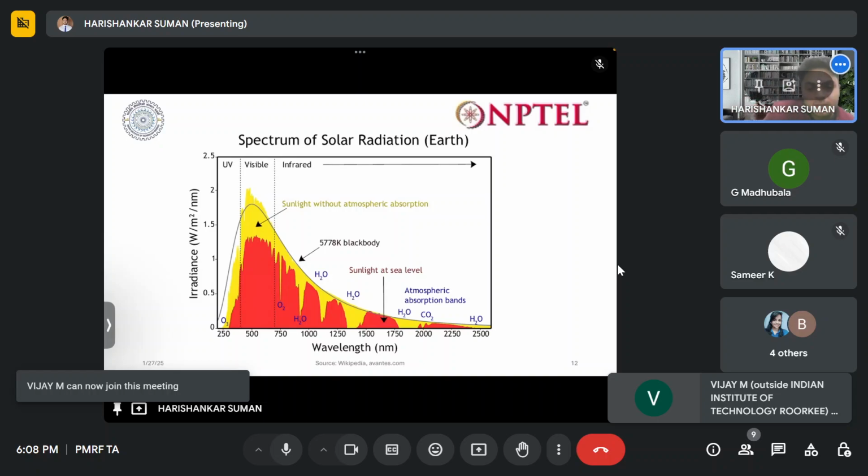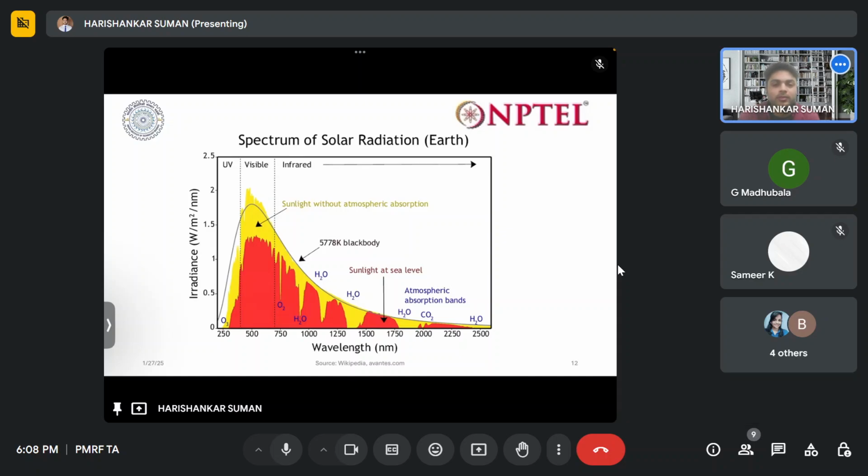So let's see this plot. What is this? It is called the spectrum of solar irradiation on Earth. The x-axis is represented by wavelength, and the y-axis is irradiance, in watt per meter square per nanometer, according to the wavelength. What is this, watt per meter square?